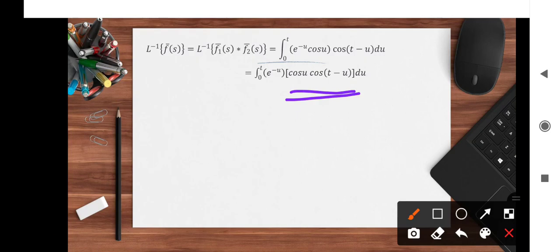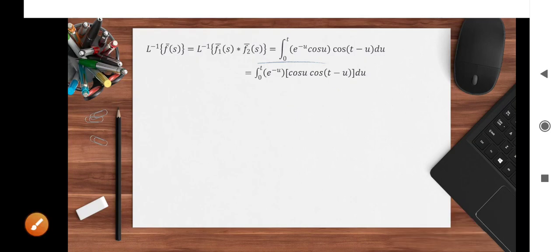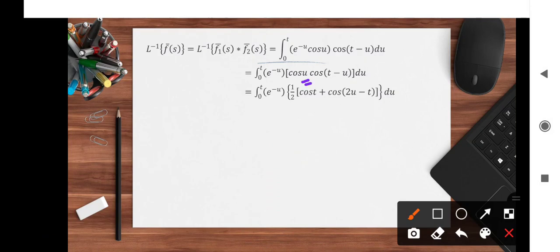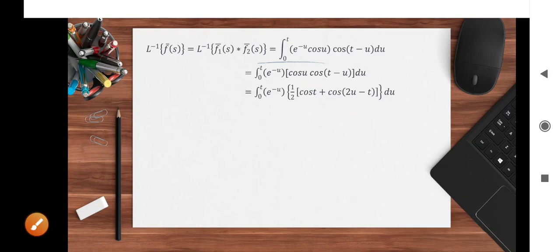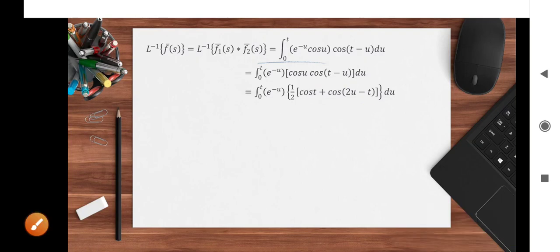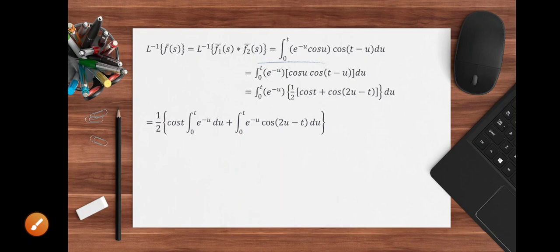So as seen in the previous example, you have to apply here the cos a cos b formula to simplify the function. So applying that result, that is cos a cos b equal to 1 by 2 into bracket cos of a plus b, that is here u plus t minus u, plus cos of a minus b, that is u minus t plus u, we get cos of 2u minus t. Now e raised to minus u is a multiplier to both the terms. So you can split the integration over here by the linearity property of integration. So 1 by 2 will be outside the bracket.